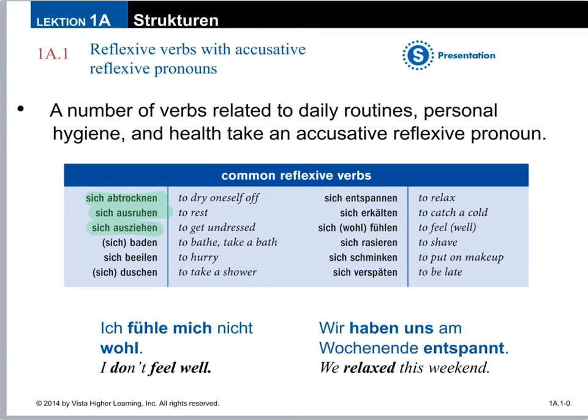Here you see down here an example where we have the past tense. So if we're using sich entspannen, to relax, the past tense is hat entspannt. The reflexive pronoun is still showing up in that third spot after the verb. Wir haben uns am Wochenende entspannt. If you're talking about, like, I have shaved, ich habe mich rasiert. So it's still following your typical sentence structure rules.